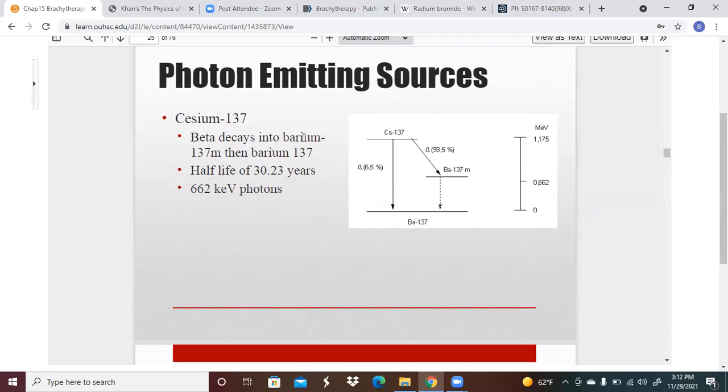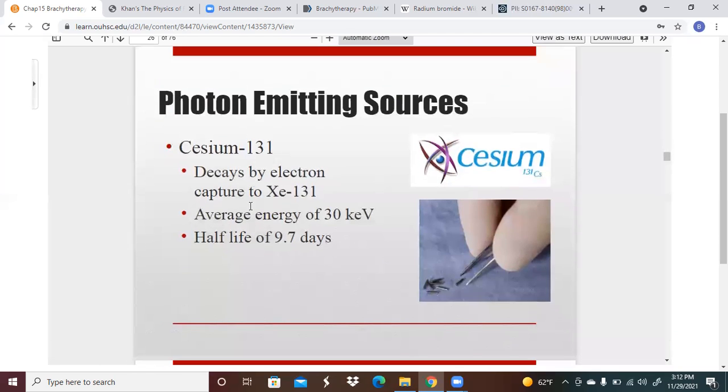You can see that it beta decays into barium-137m, a metastable state, and then barium-137. You can see the half-life there of a little over 30 years. You can see the energy. So most of the time it's going to head here and then head here, but you do have instances, about 6.5% of the time, where you see a beta decay straight to this value.